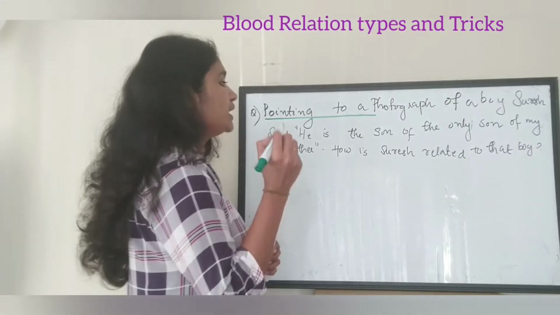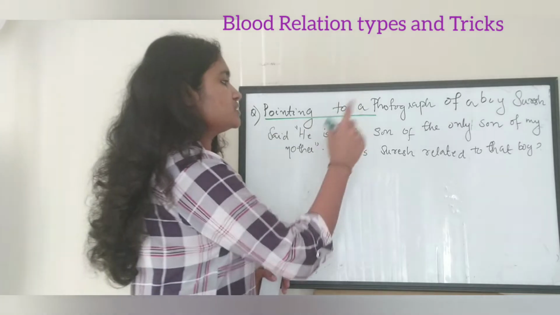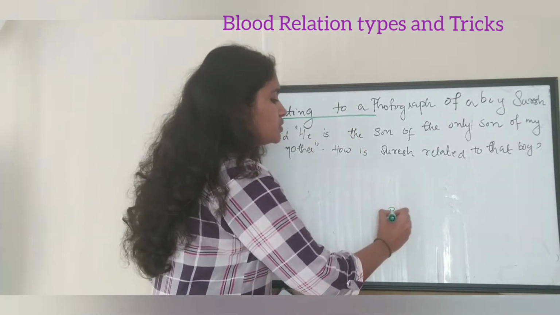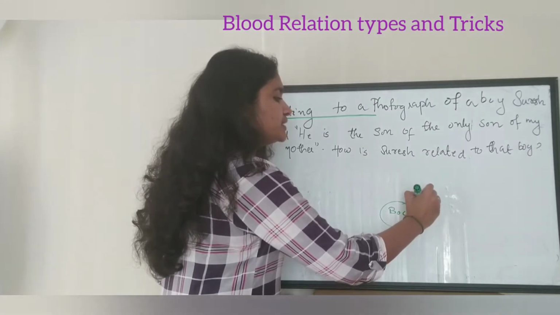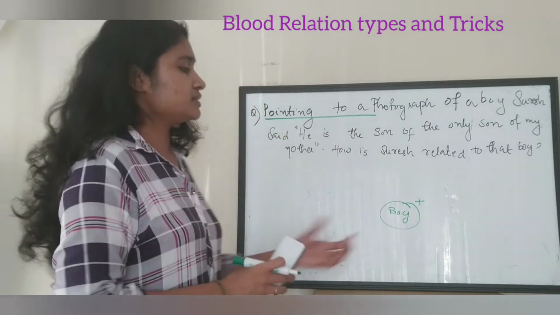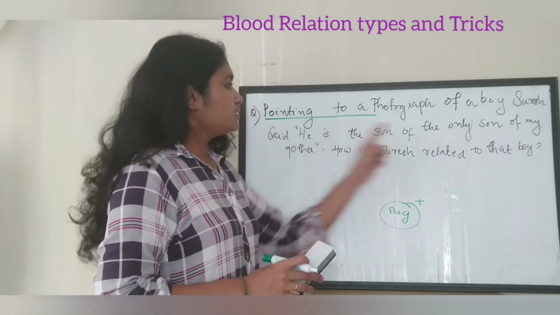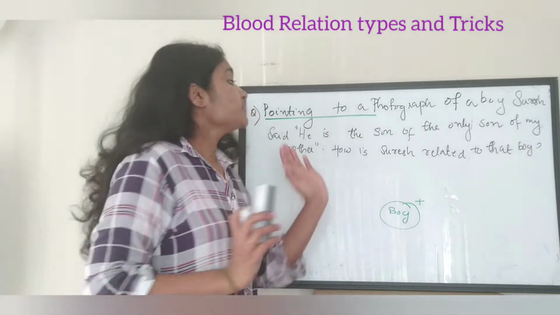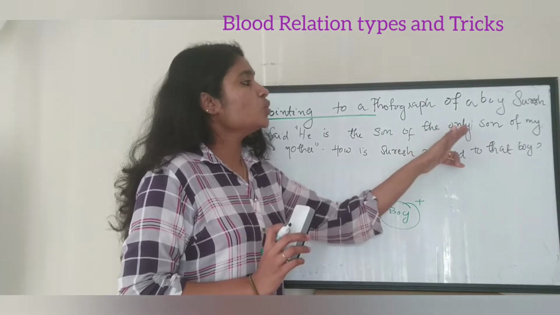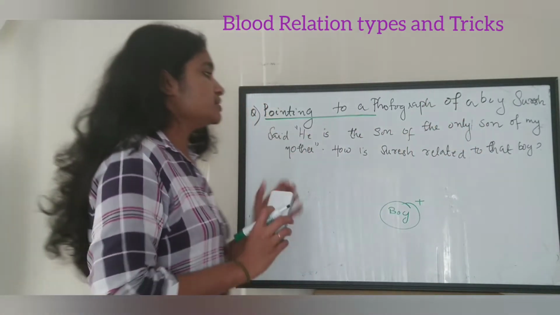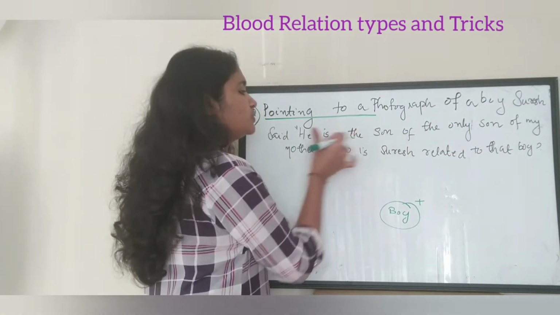What I'll do is, I'll start from the boy. So there is a boy here. Since it is a boy, by convention we'll give him a plus on the circle. Now, I'm going to read the statement. He is the son of the only son. So this part of the statement, I'm going to ignore.